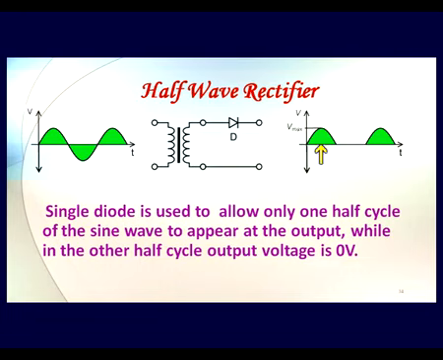We are calling it a half wave rectifier because only half of the wave we are using here, the remaining half is 0. So a single diode is allowing only one half cycle of the sine wave to appear at the output, and during the other half cycle the output is 0.